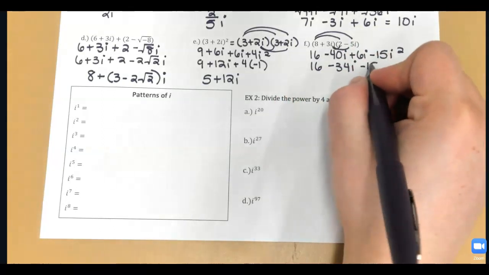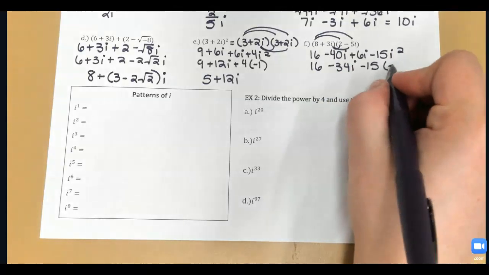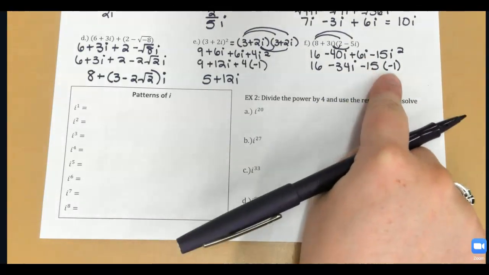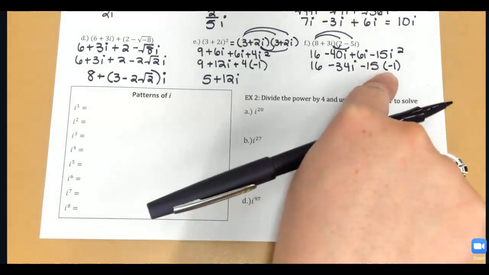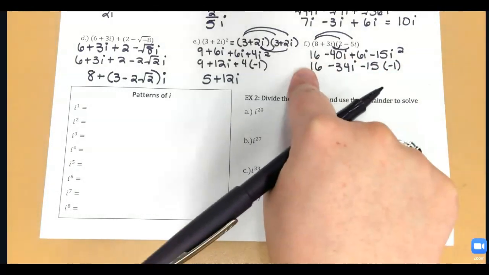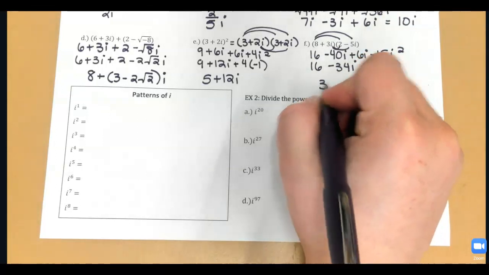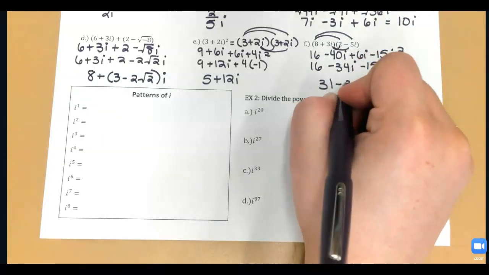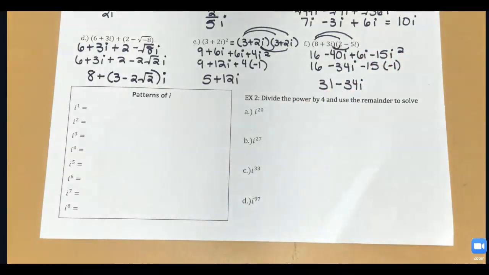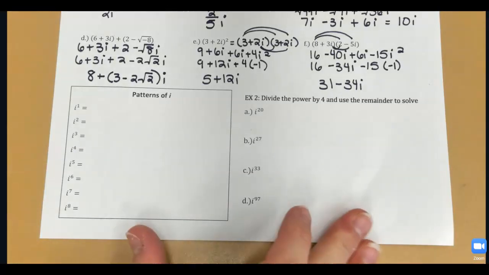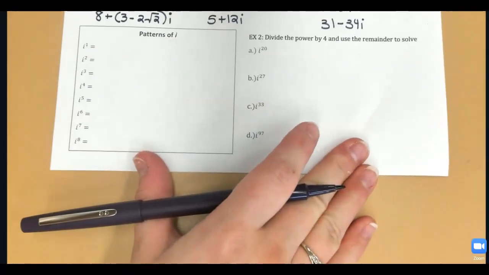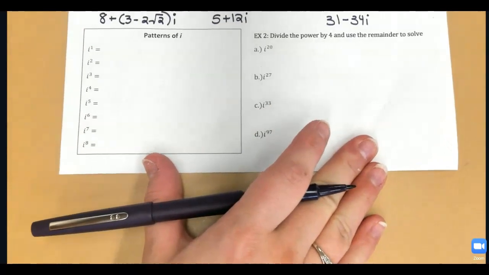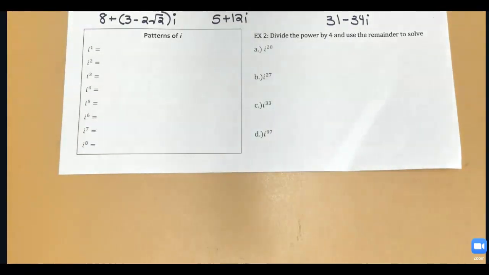And then I have -15 times i squared, which is -1. -15 times -1 is positive 15. So I can add 15 to this 16, and my final answer is 31 minus 34i. So just like every other operation we have been doing with regular numbers, we can also do those with i, including raising them to exponents. So let's look at what patterns we might see when we're raising it to different exponents.